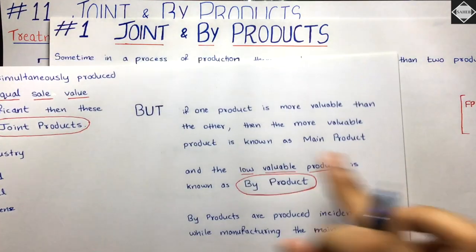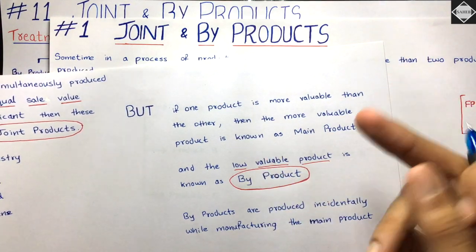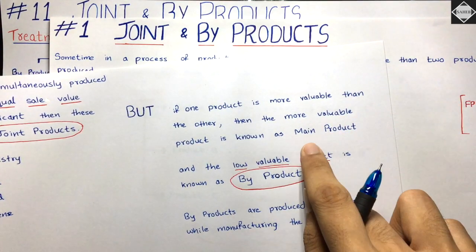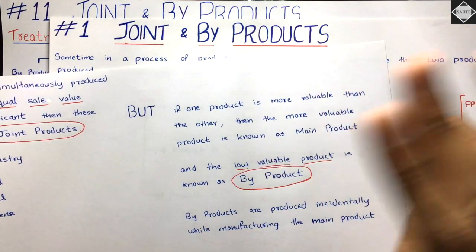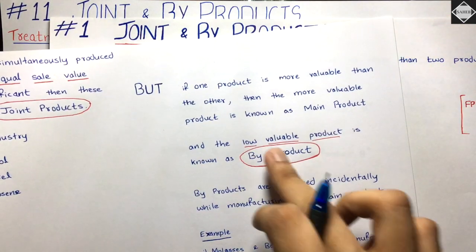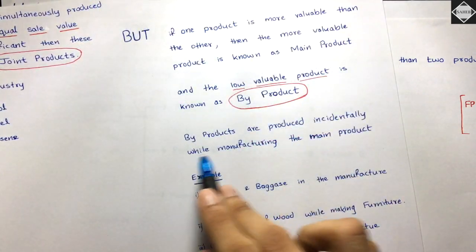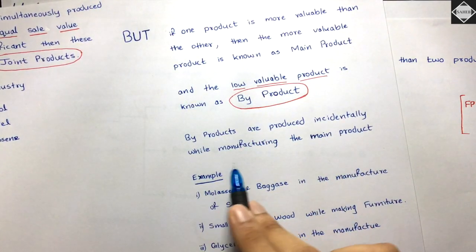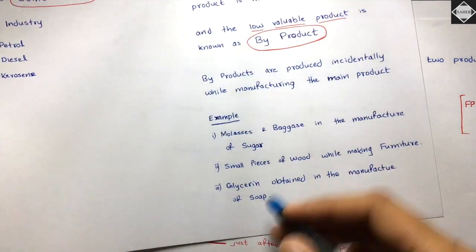If one product is more valuable than the others, then the more valuable product is known as the main product if it is single. If there are 2 or 3 more valuable products, they become joint products. And the low valuable product is known as byproduct. Byproducts are produced incidentally while manufacturing the main product or the joint products. Is that clear? So these are the examples.